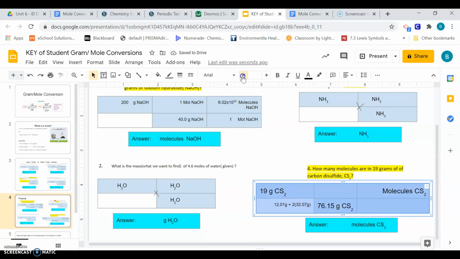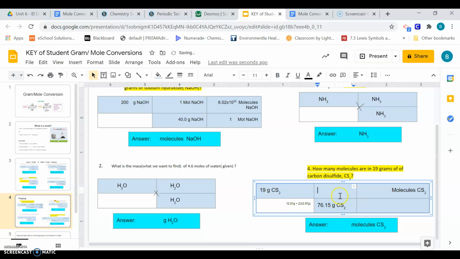And we'll make this a little smaller so we have some space. So we went from grams to grams. Those are canceled. The molar mass is always equal to 1 mole of that substance. So 1 mole of carbon disulfide is equal to 76.15 grams of carbon disulfide. For every 1 mole of CS2, this is where Avogadro's number comes into play. That equals 6.02 times 10 to the 23rd molecules.